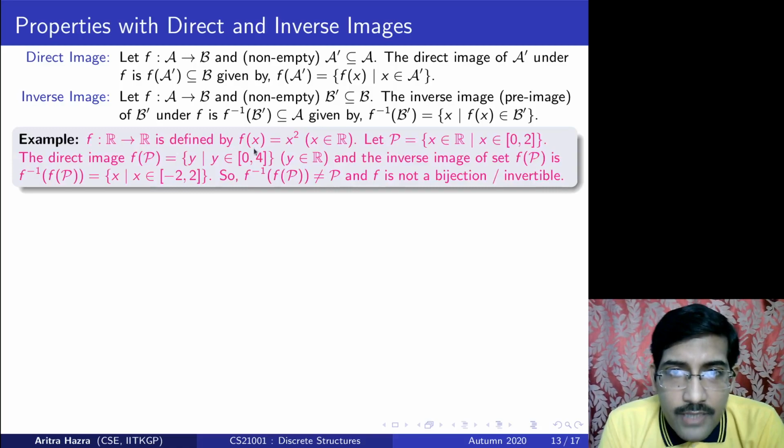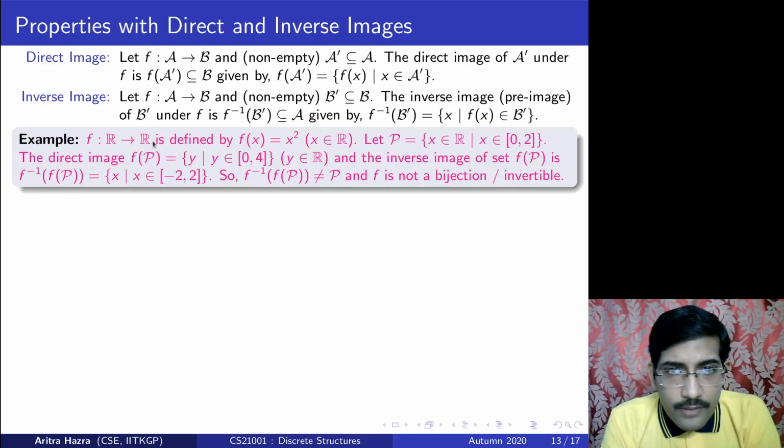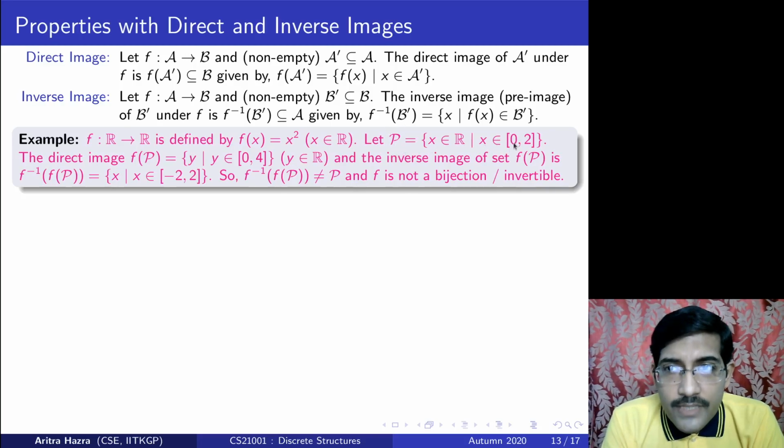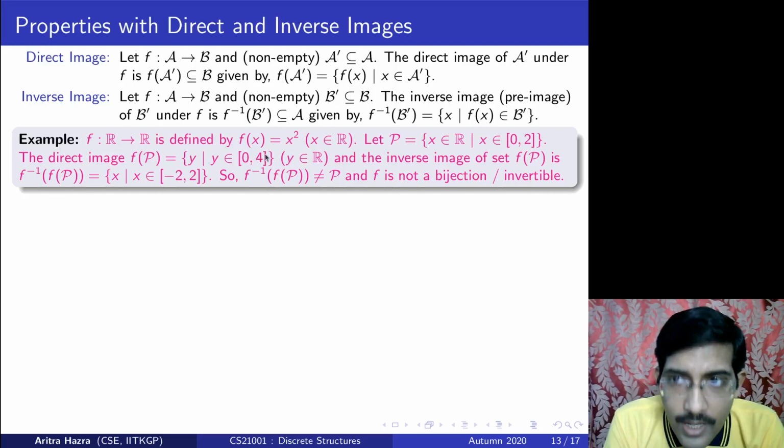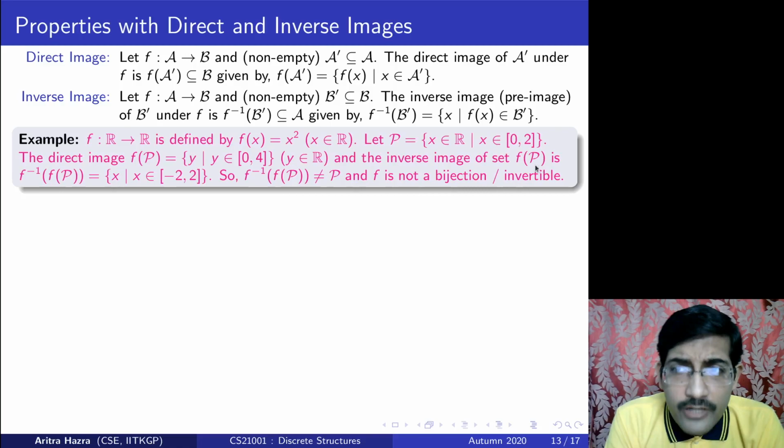Here is an example. Let's say f(x) equal to x squared from real to real, that is a function. Now I define a subset as the real closed interval from 0 to 2. Only those x's I take. Now the direct image of that particular subset will be all y from 0 to 4 because f(x) equals x squared. So all elements that belong to the 0 to 4 region in the codomain are my direct image.